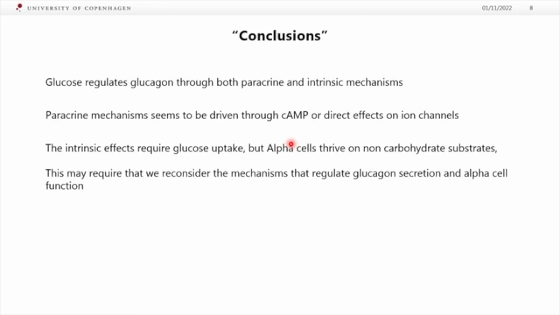So my humble conclusions are glucose regulates glucagon secretion both through paracrine and intrinsic mechanisms. Paracrine mechanism seems to be driven through cyclic AMP or direct effects on ion channels. The intrinsic effects require glucose uptake, but alpha cells also thrive on non-carbohydrate substrates, and I think this may require that we reconsider the mechanisms that regulate glucagon secretion and alpha cell function.